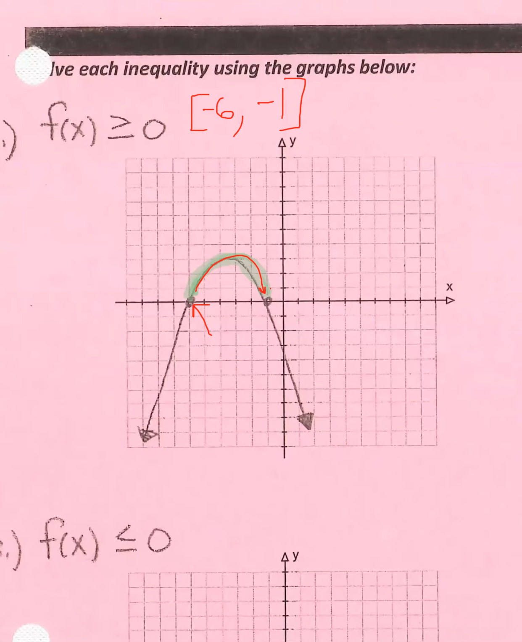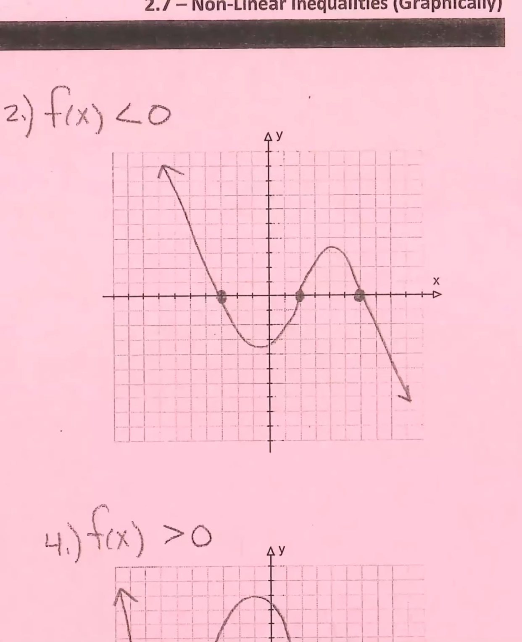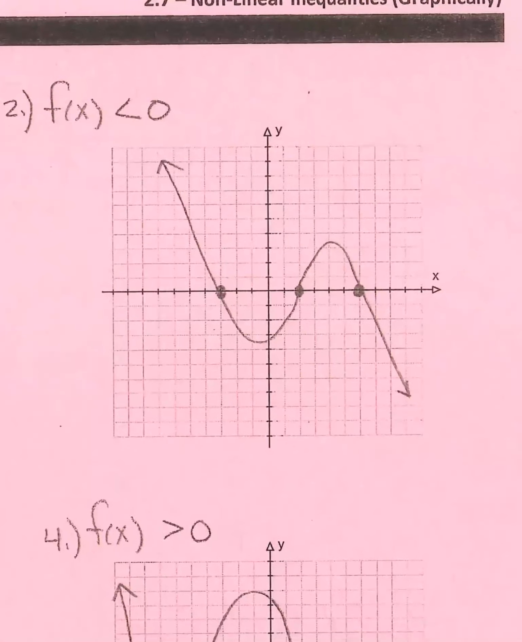All right, let's try another one. Let's move on to number 2. Here I have a function, and I want to know when this thing will be less than 0. Not or equal to though, just less than 0. Since I want it to be less than 0, if I look right here, it is equal to 0 at -3. So I don't want to include -3 as part of my solution because it's equal to 0 there.